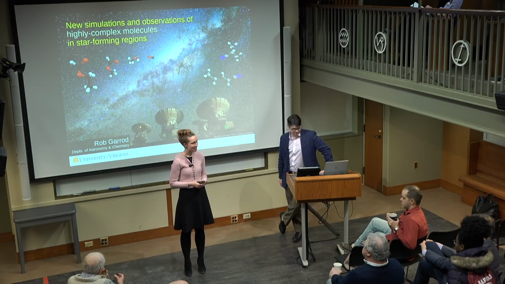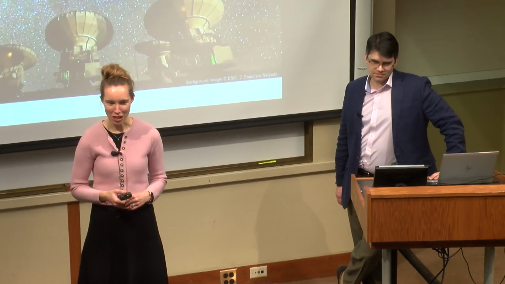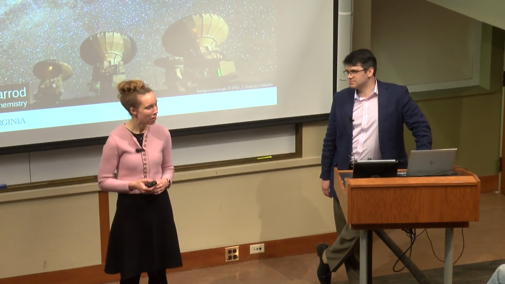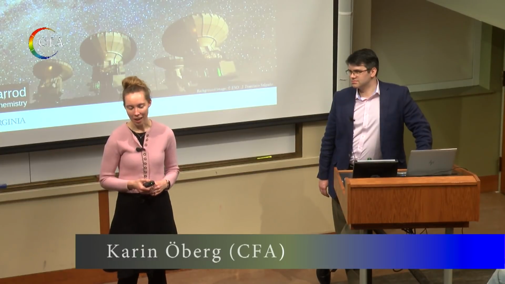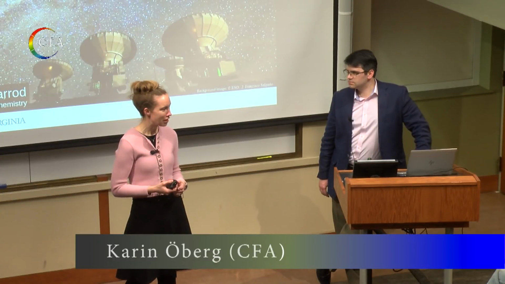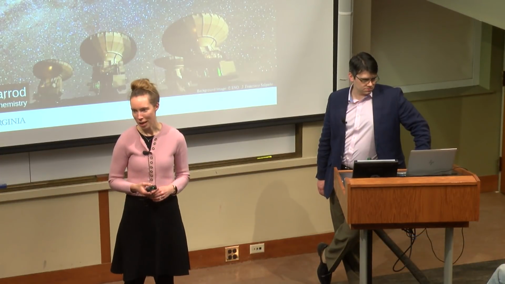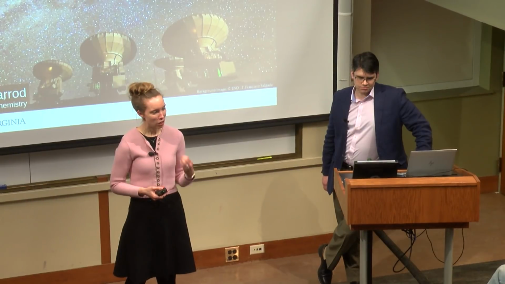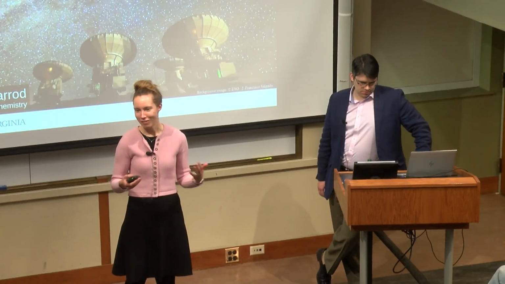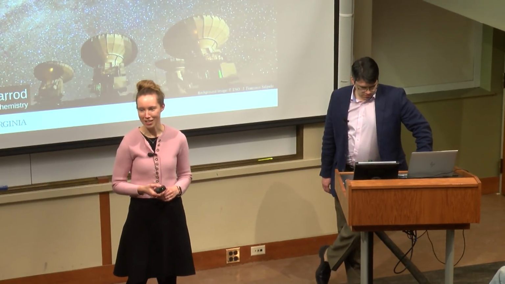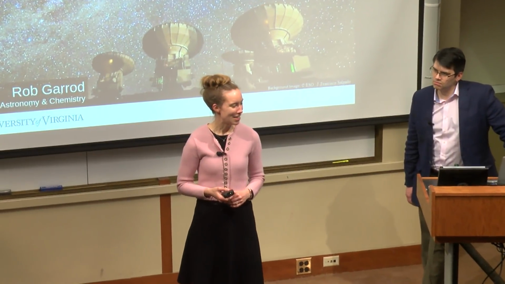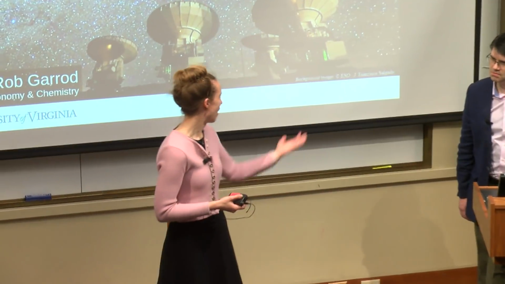Rob Garrod is an assistant professor at the University of Virginia. Before joining the faculty there, he was a postdoc at Cornell and a Humboldt Fellow in Bonn. Since his early postdoc years, he has been a leader in astrochemistry, and especially in the theory of how larger, more complex molecules form under what, from a chemist's point of view, are very strange environments, present when stars and planets are forming.